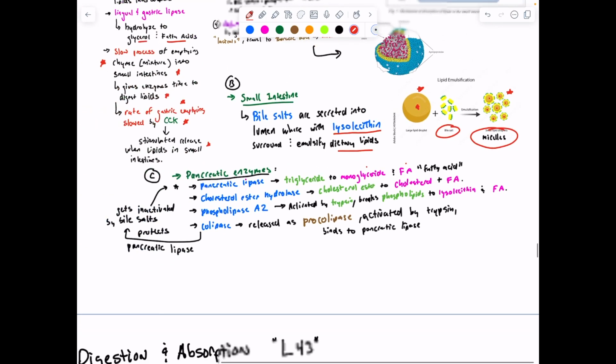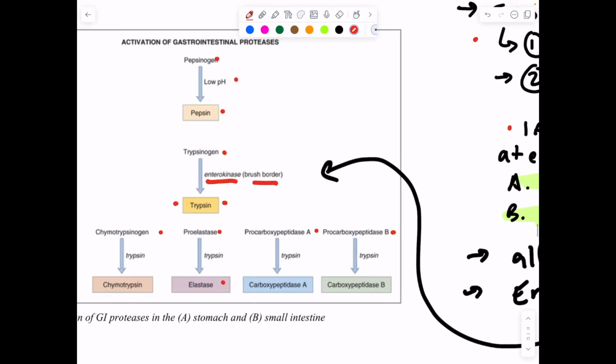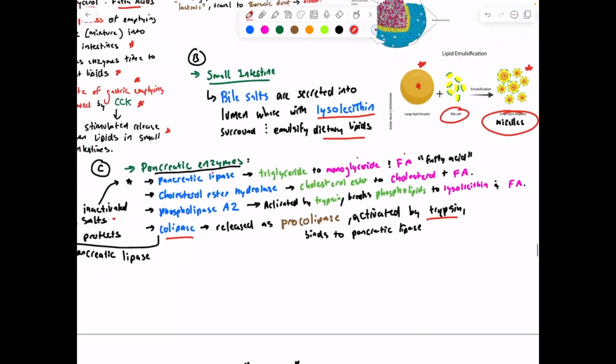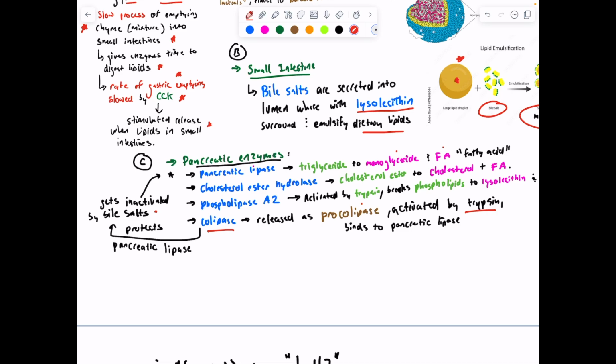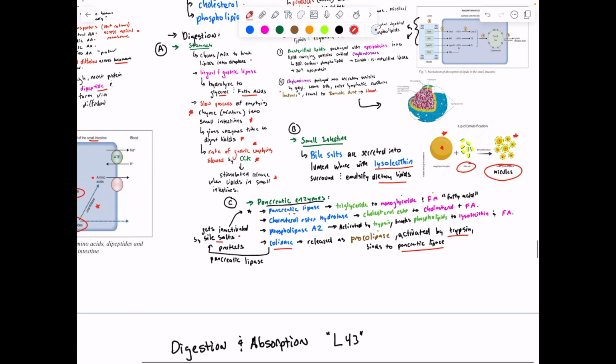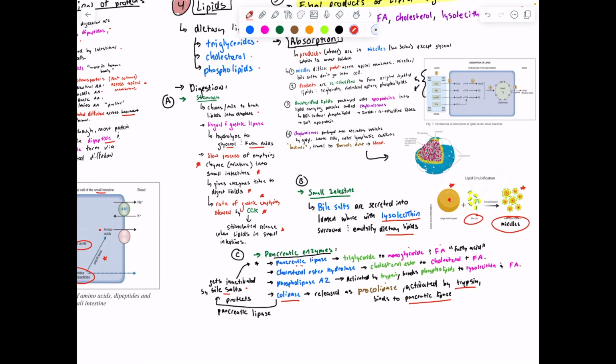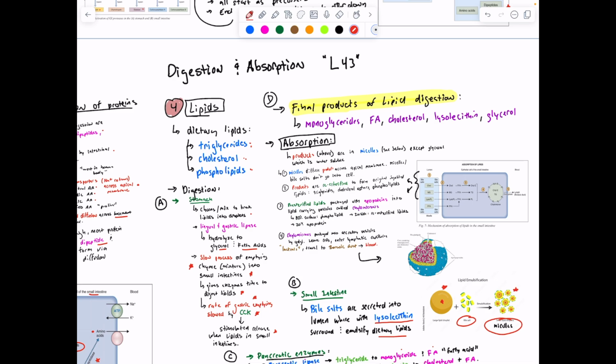And then our pancreatic lipase unfortunately gets inactivated by these bile salts, but colipase, which is released as procolipase and activated by trypsin, helps. And trypsin we know is kind of the default activator of things, which we saw with our proteases. Trypsin converts procolipase into colipase. Colipase binds to pancreatic lipase and keeps it from getting inactivated by the bile salts. Okay, so we have breakdown of our triglycerides, cholesterol, and phospholipids into monoglycerides, fatty acids, cholesterol, lysolecithin, and glycerol.